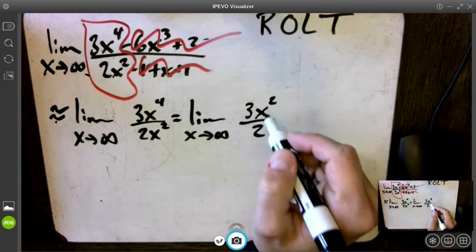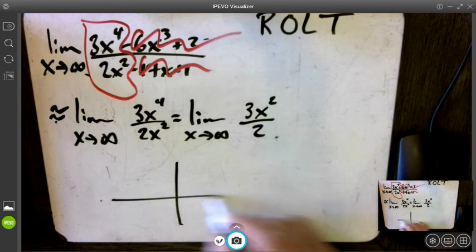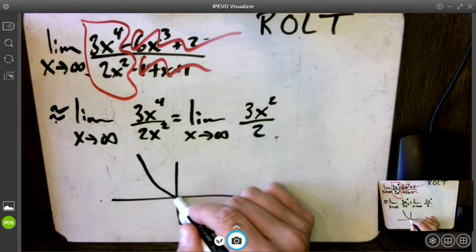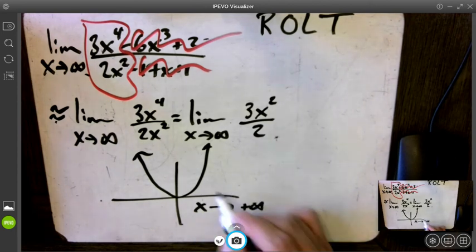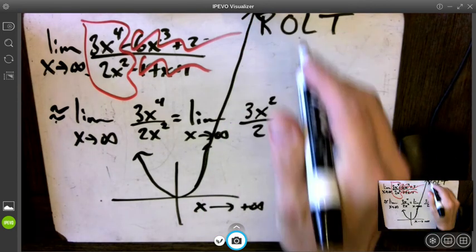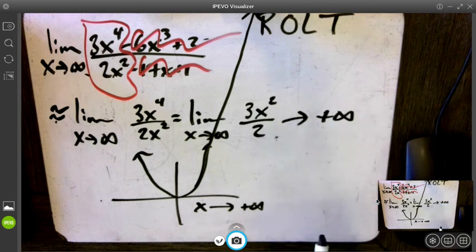We got to think about this. What does 3 halves x squared look like? It looks like this. All right? So as x gets really, really big, what does y do? It too gets really, really big.